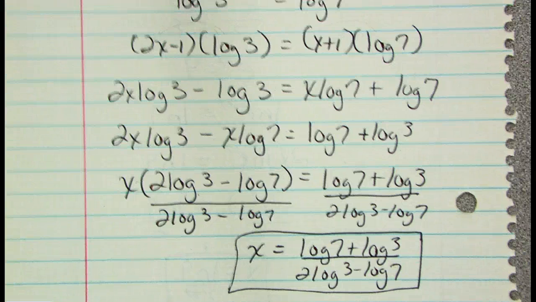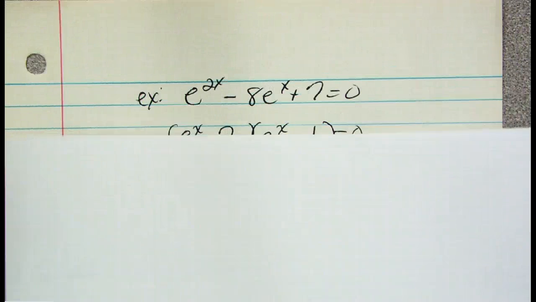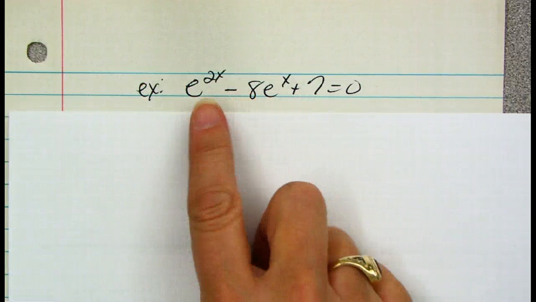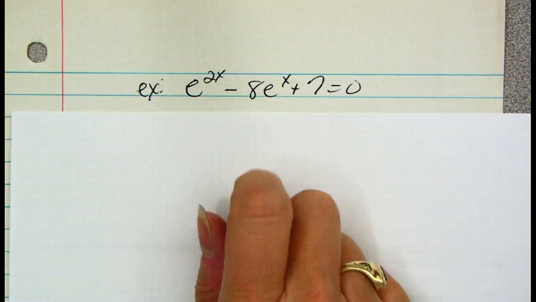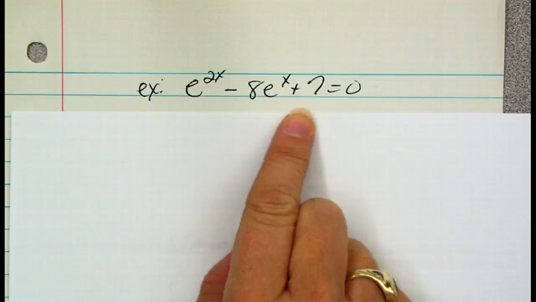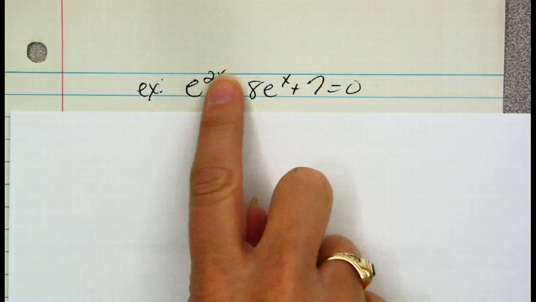I have one last problem. Sorry. Here's my last problem. This looks completely different. Clearly it's not logarithmic, except now I have 2 bases with exponents having x's in them. So I have three terms here. It's set equal to 0. This one doesn't even have an exponent. This one is 2x. This is x.